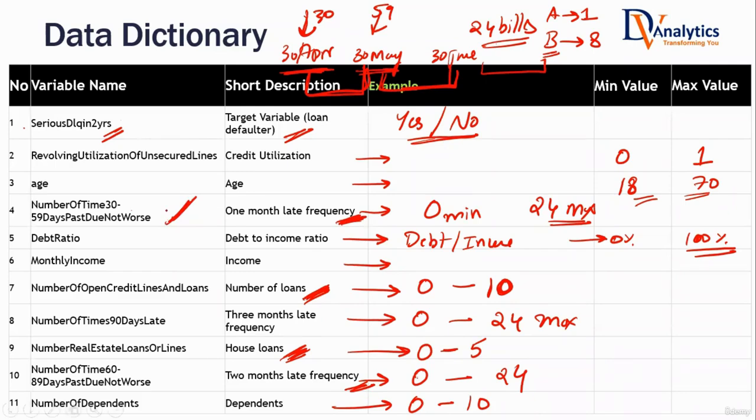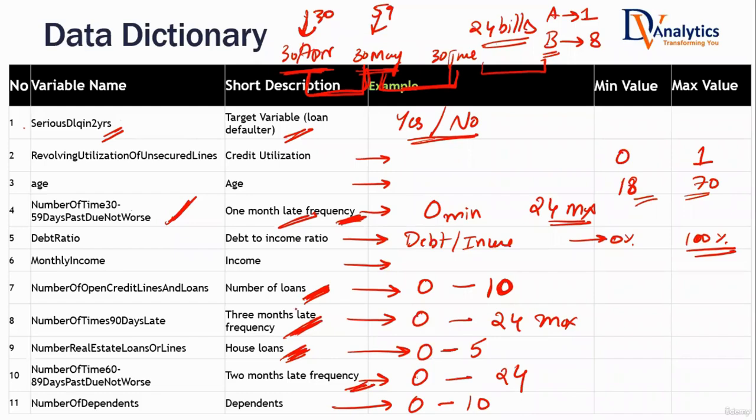Now you did not pay in the second month. You paid after 3 months. That is the 90 days late frequency, the number of times you paid 3 months late. This is the 1 month late frequency, right? The same way, this is the 3 months late frequency, which means you did not pay within 1 month, within 2 months, after 3 months you have paid. And how many times did that happen? That's the difference. Okay.